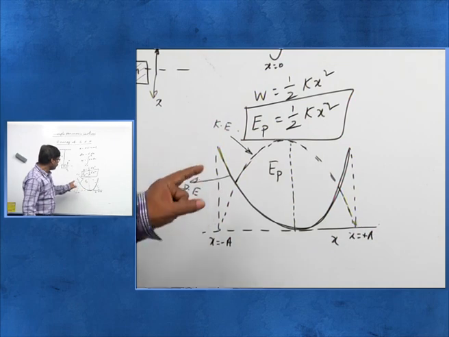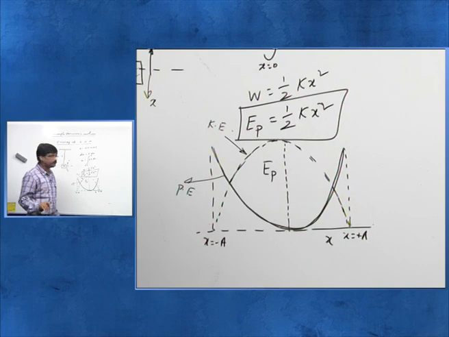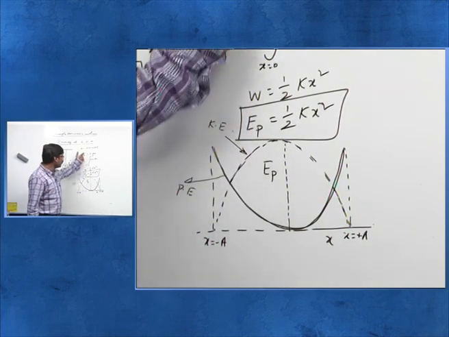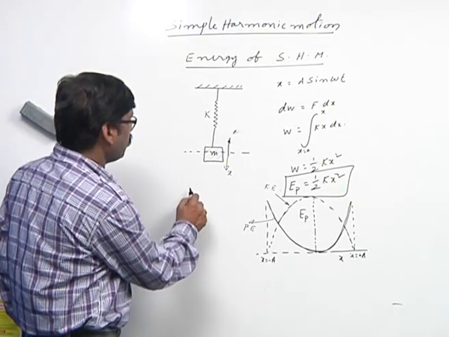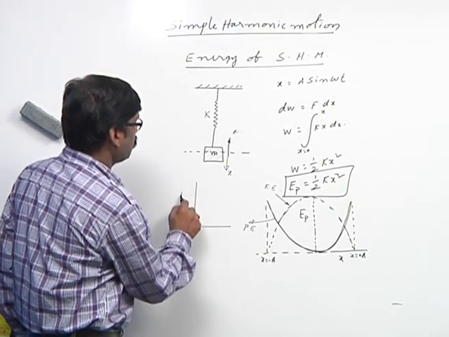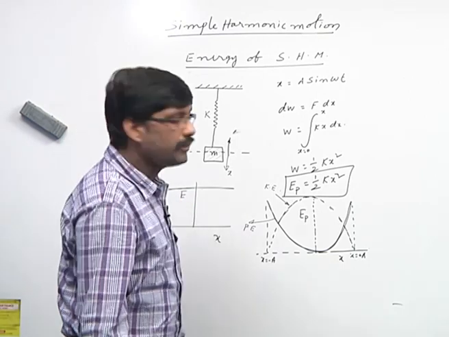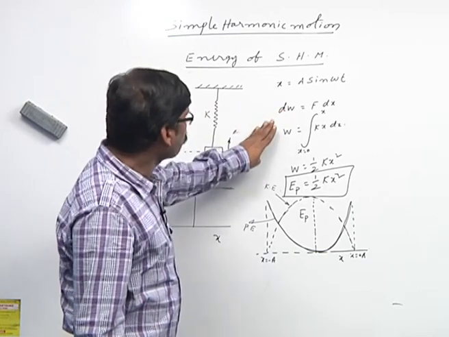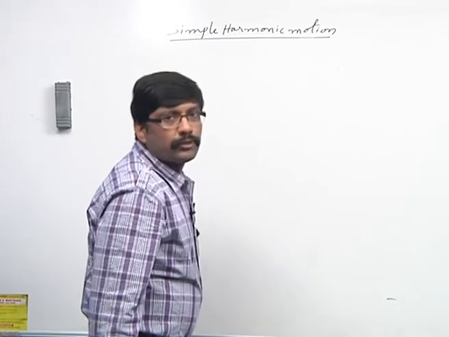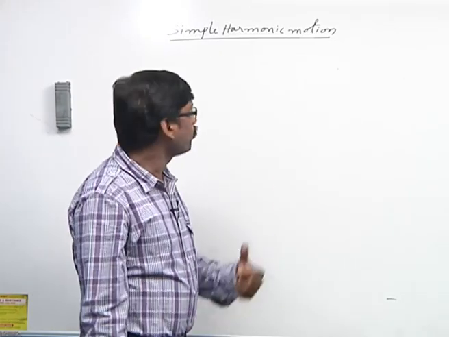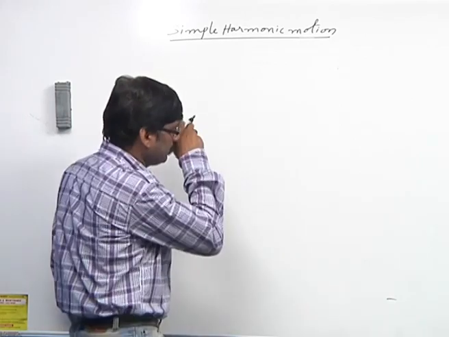And one more important thing is, at any position of x, the sum of these two energies is constant. The sum of potential energy and kinetic energy due to SHM remains constant. So, total energy doesn't vary with x, it remains constant. So, these are the graphs of energy of a simple harmonic oscillator. Now we will see what type of questions may be asked regarding simple harmonic motion.